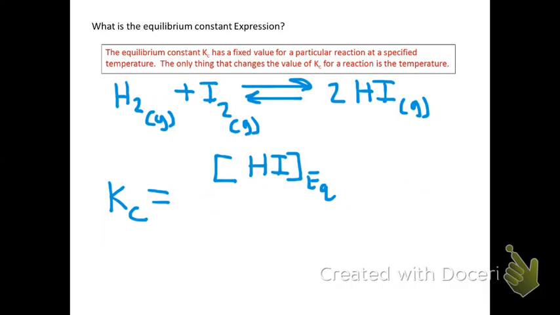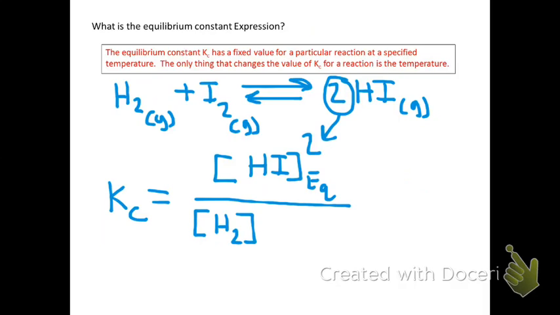And we're going to put it to the second power because the coefficient there is 2 in our equation. And then we're going to put this over the reactants, so H2. Notice there's only a 1 coefficient for hydrogen, so it's going to be to the first power, times the I2 concentration. And remember, these are all at equilibrium. That's also to the first power because it has a coefficient of 1.